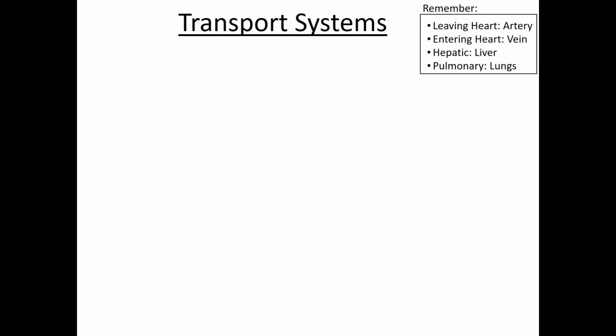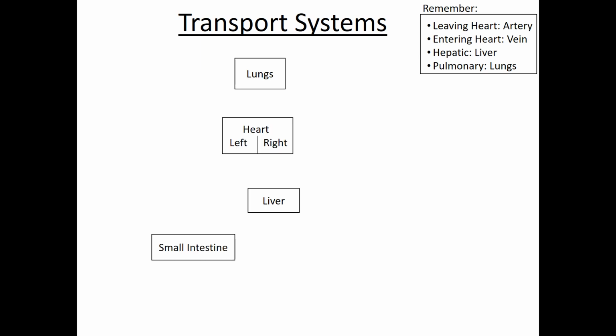Now we're going to go ahead and take a look at the different transport systems, starting with the vascular system. The vascular system is your bloodstream, and remember, blood can be pumped to all different parts of your body, but for the purpose of this class, we're just going to focus on how the blood picks up nutrients from your small intestine and then transports it elsewhere. So for that, we're just going to focus on these few organs that I have listed for you here.